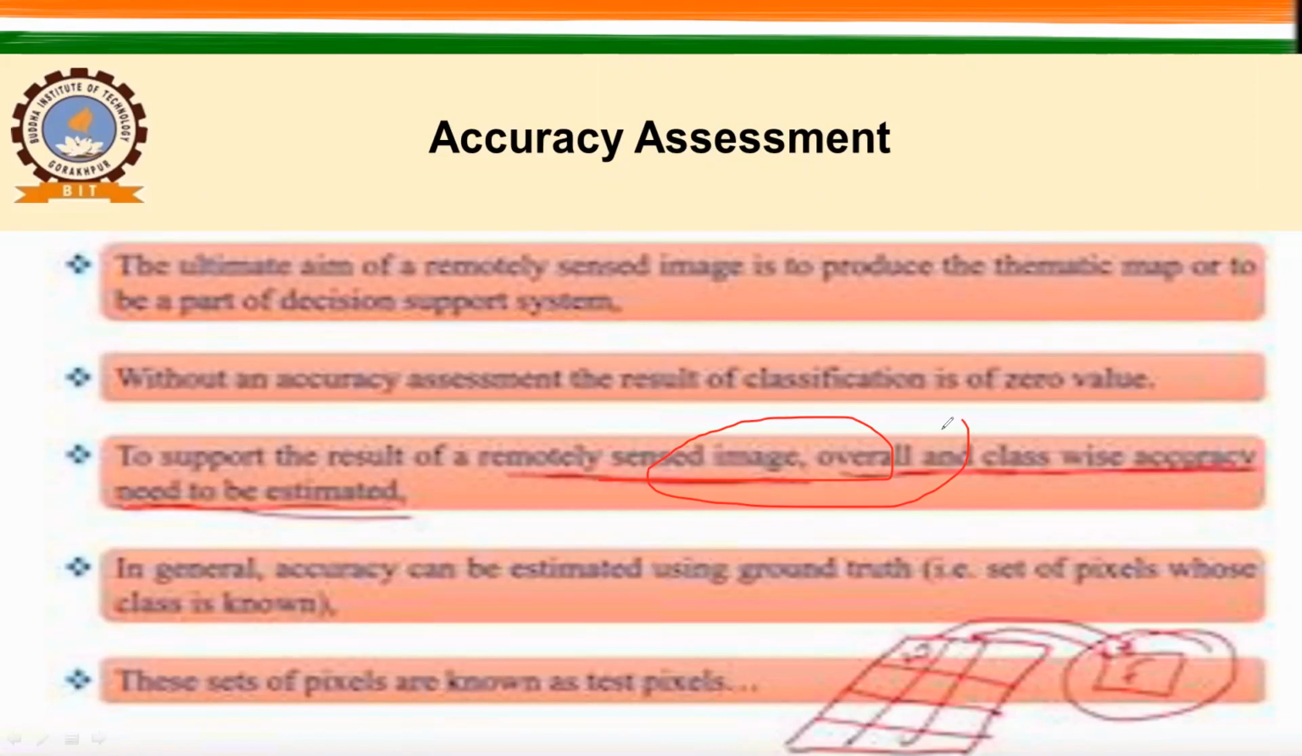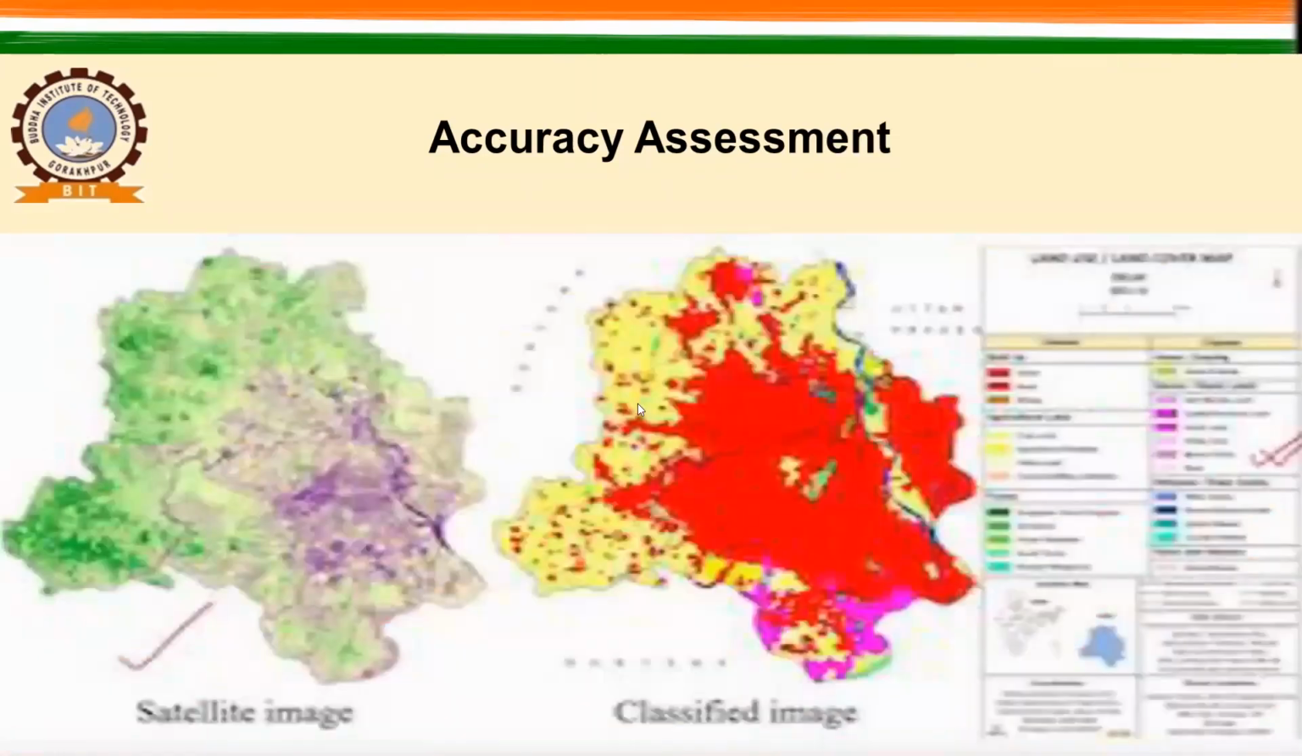अब अगर हम accuracy assessment की बात करते हैं, तो let us understand it in detail. Assume that this is your satellite image of an area, and this is the classified image of this particular area. All these colors indicate some classes, but exactly whether they are matching or mismatching with the real world, that you need to establish.